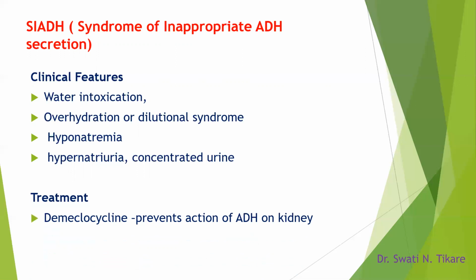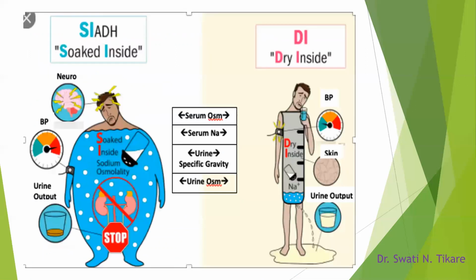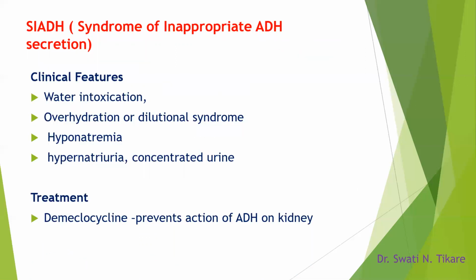The treatment is demeclocycline. It prevents the action of ADH on the kidney. Even though excess ADH is coming either from the posterior pituitary or from any ectopic source, its action on the kidney is prevented using this drug called demeclocycline.